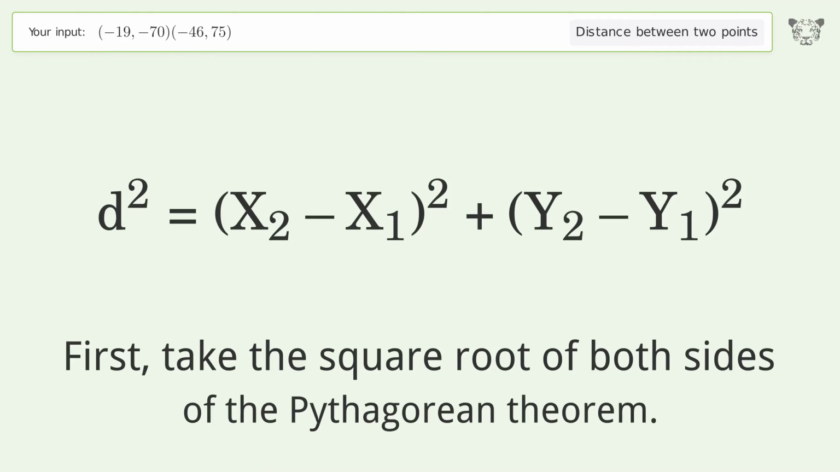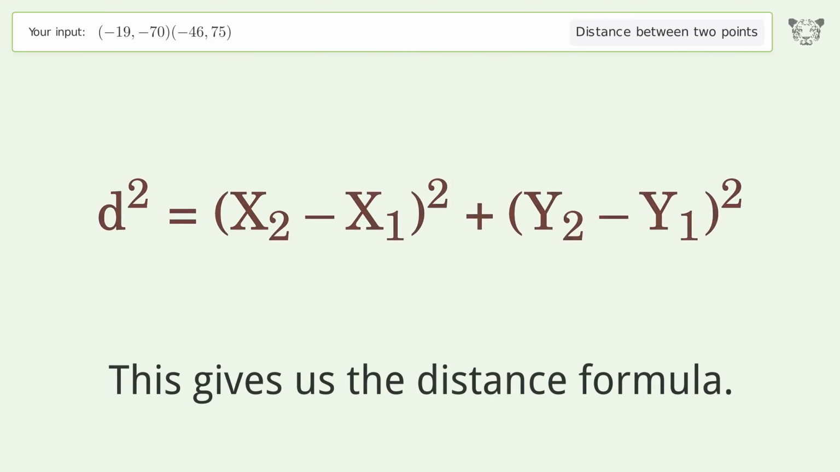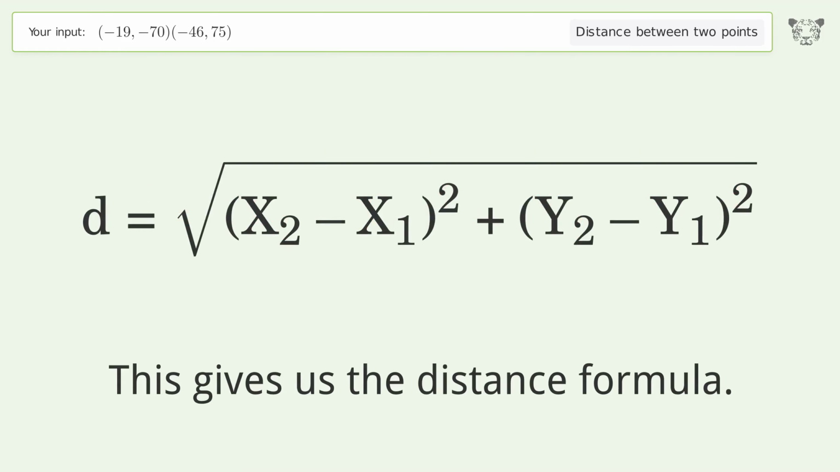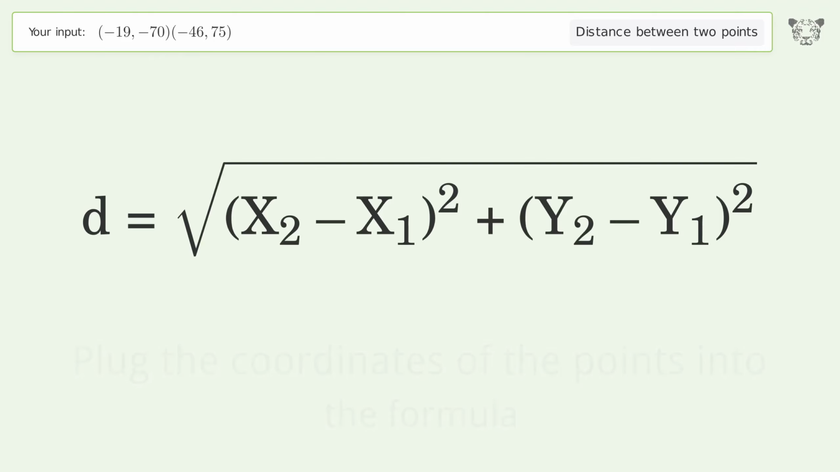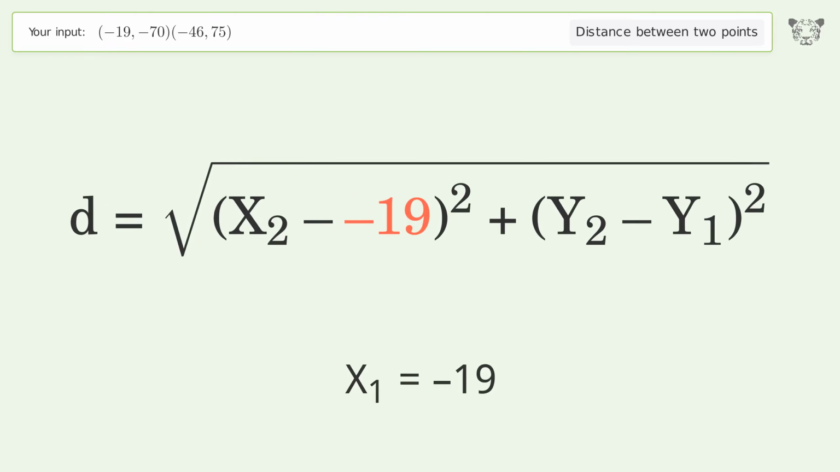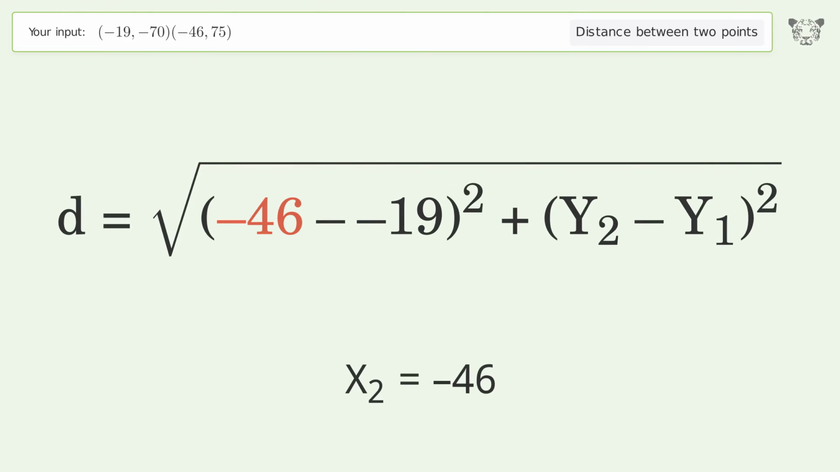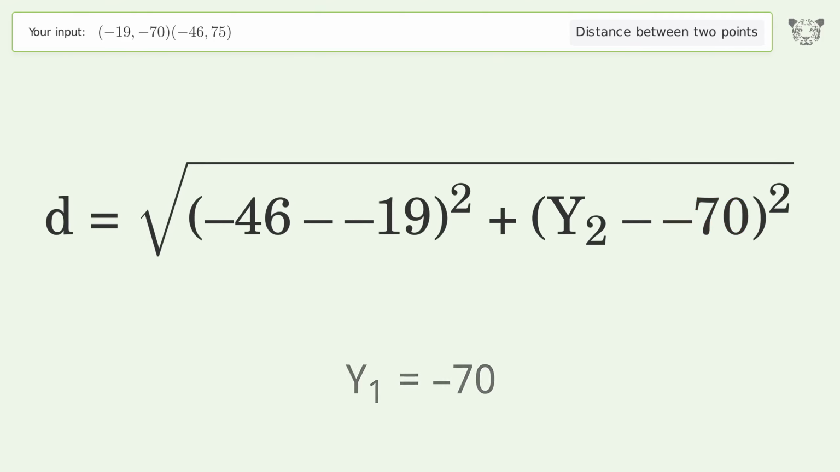First, take the square root of both sides of the Pythagorean theorem. This gives us the distance formula. Plug the coordinates of the points into the formula. x1 equals -19. x2 equals -46. y1 equals -70. y2 equals 75.